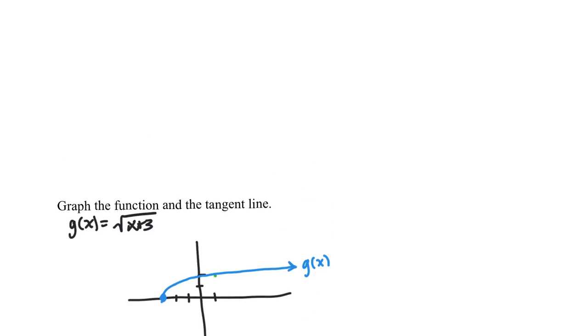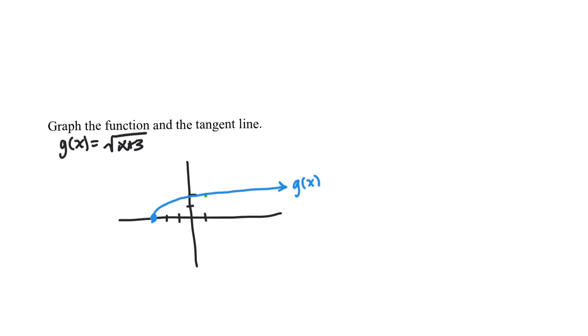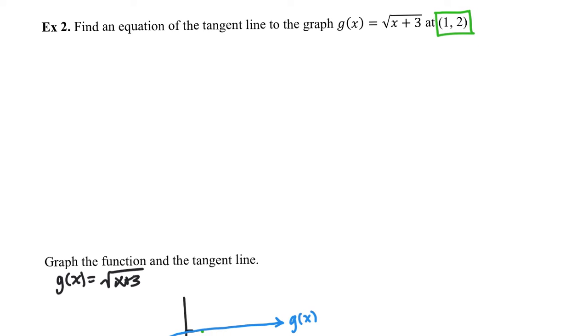They want me to find the equation of the tangent line at 1, 2. Remember, the tangent line at that point is the one that just goes like this. So I'm trying to find the equation of a line that goes in that direction. The slope of the tangent line at this point should be the same as the slope of the graph at that point. So let's go ahead and find the slope of the graph at that point using the limits process.